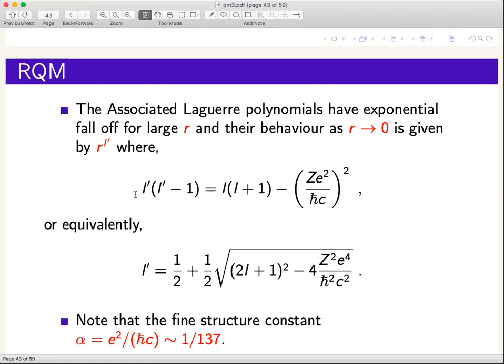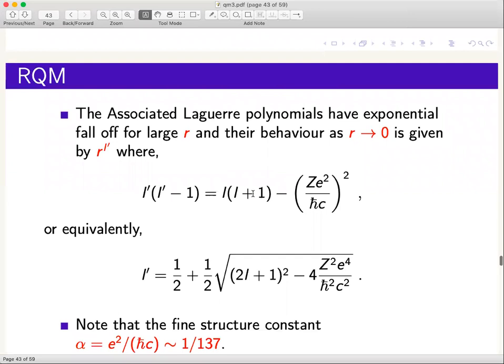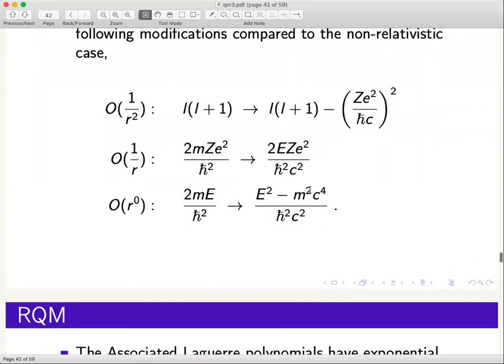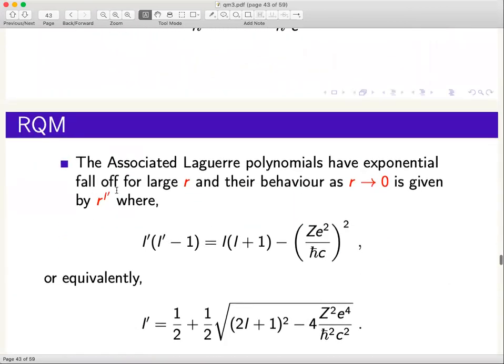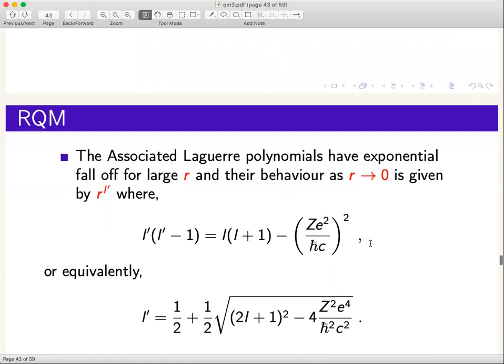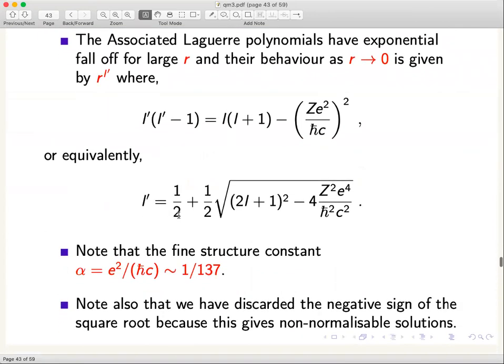If you use that, then you find that L prime into L prime minus 1 is this quantity, L into L plus 1 minus Z squared e to the 4 upon h bar squared c squared. You get L prime into L prime minus 1 simply because there's the radial part of the Laplacian acting on it. This is just a quadratic equation in L prime, and it has an answer which is half plus or minus half times the square root of 2L plus 1 squared minus 4Z squared e to the 4 upon h bar squared c squared.